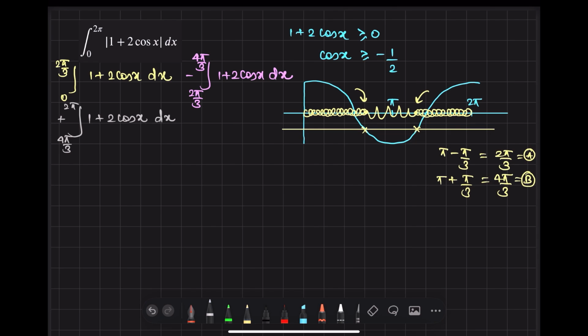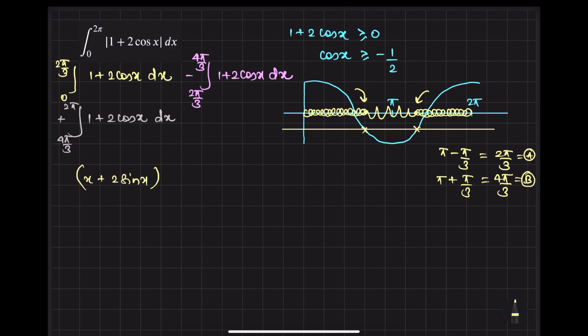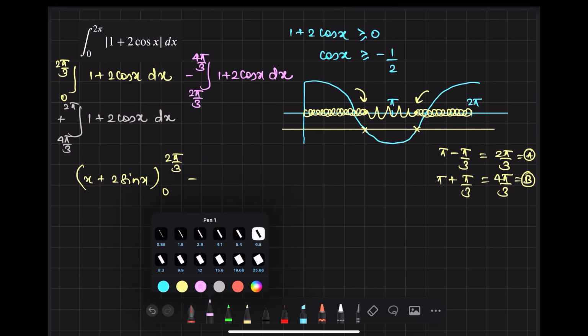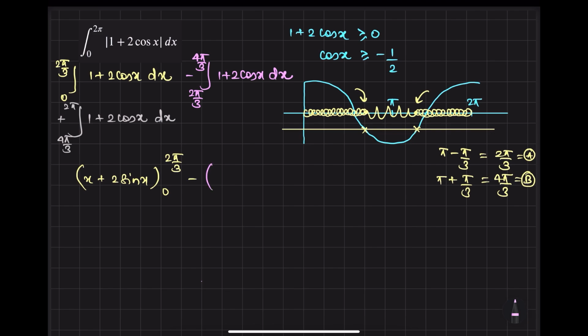Okay. Now let's break down the given function. So we have x plus 2 sin x. Now the limit is ranging from 0 to 2 pi by 3. Now minus, you have second part. Second part is what? X plus 2 sin x, okay, 2 pi by 3 to 4 pi by 3.